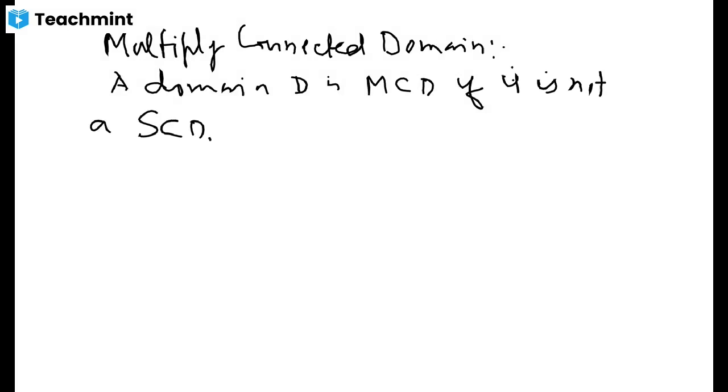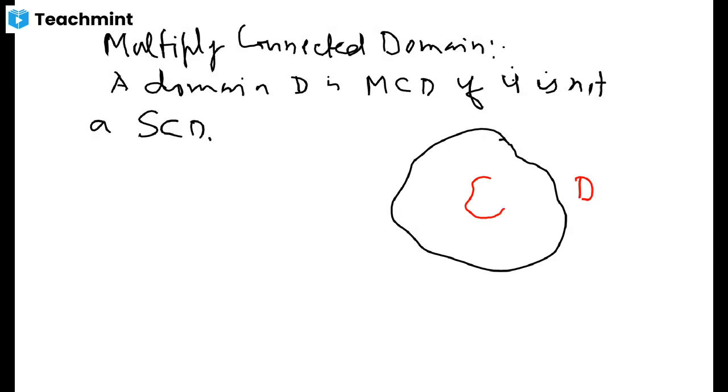So obviously, in the case of a simply connected domain, you never had this situation: if you take any contour inside of this domain, it encloses only the points of the domain D. But if you have this type of hole in the domain, then such a domain is not a simply connected domain. Why is it not simply connected?